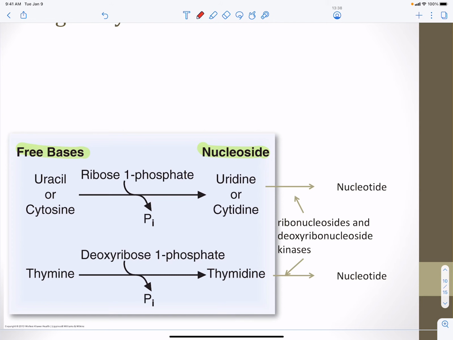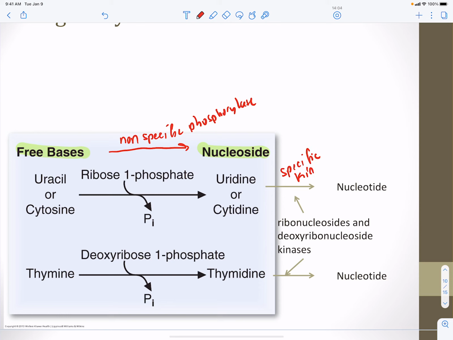So virtually, this conversion here is non-specific with respect to your phosphorylases. And then the next step is going to be specific kinases. And then you're going to get your nucleotides.